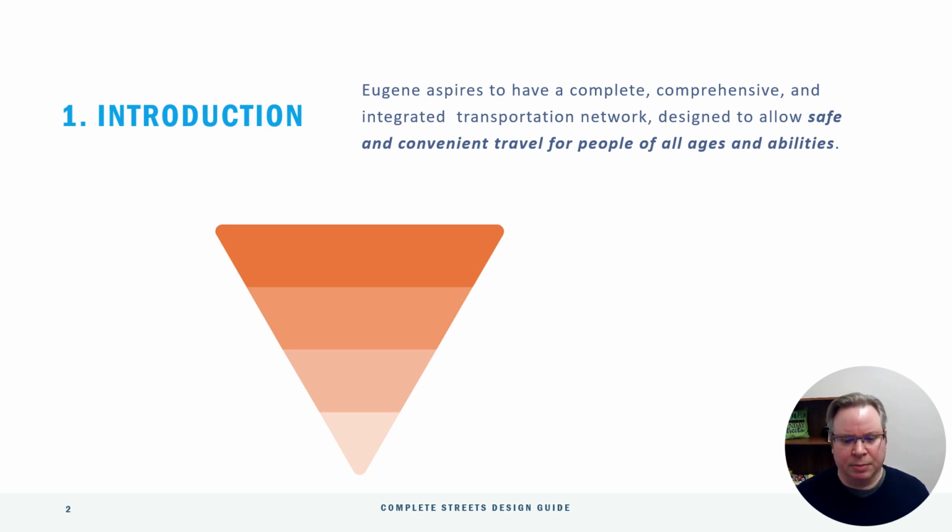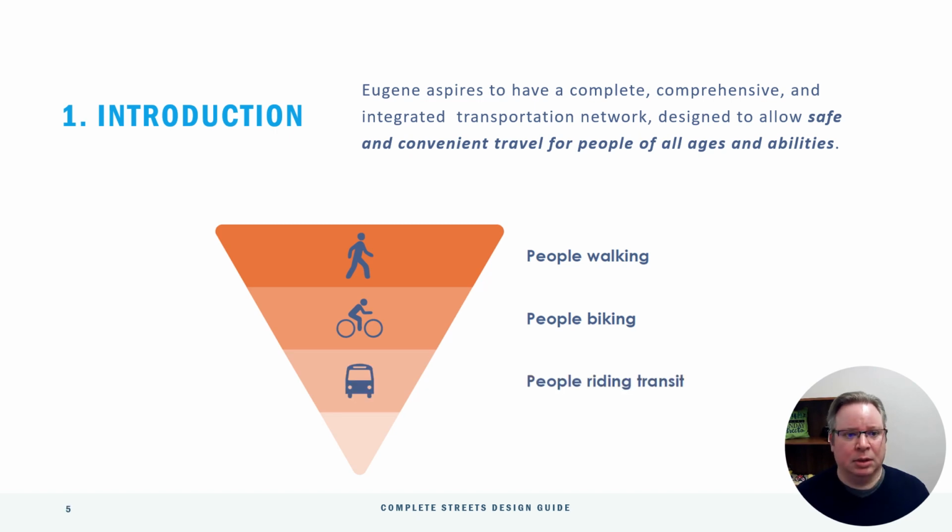Eugene aspires to have a complete, comprehensive, and integrated transportation network designed to allow safe and convenient travel for people of all ages and abilities. To achieve that vision, the Complete Streets Design Guide identifies a modal hierarchy starting with our most vulnerable transportation users, people walking. It's followed by people riding bicycles, then ensuring safe and comfortable routes for an efficient transit network. And lastly, devoting the space needed to ensure the mobility of motor vehicles.